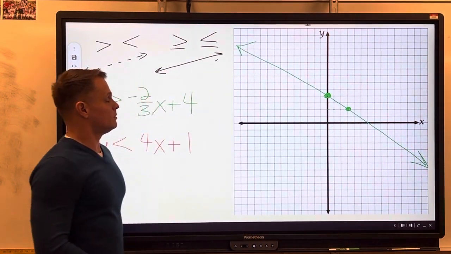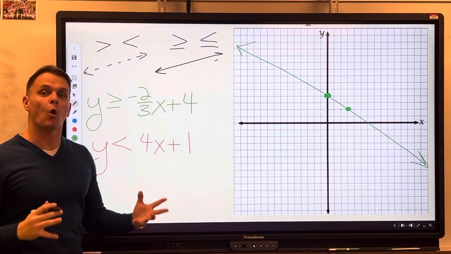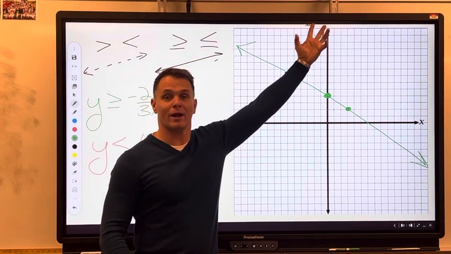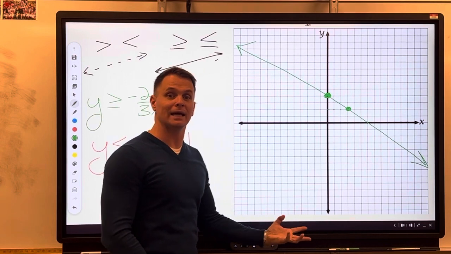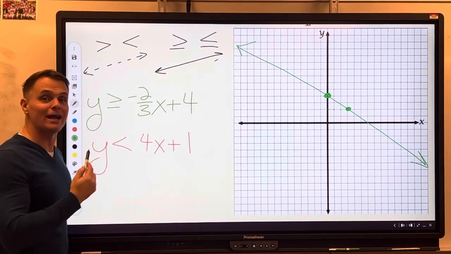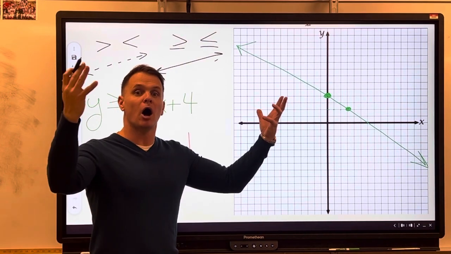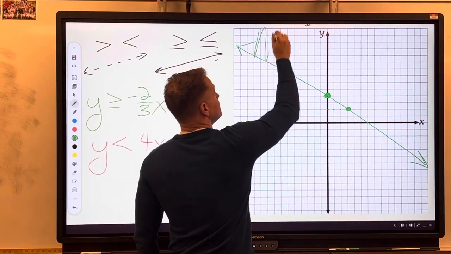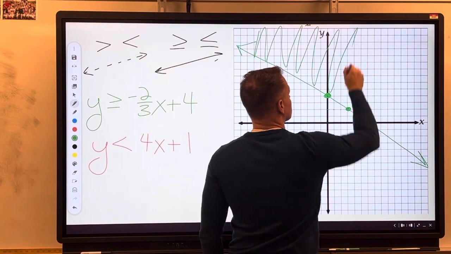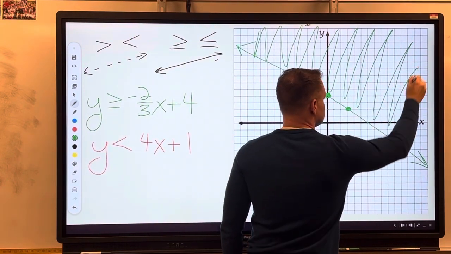Next, I'm going to decide, do I shade above it or below it? Above, greater than. Below, less than. It says y is greater than or equal to. That means greater than or equal to above. Things that are greater than are higher. Up here.